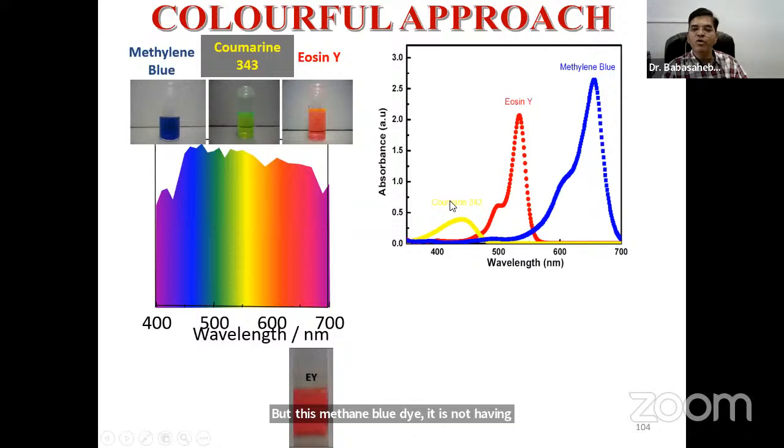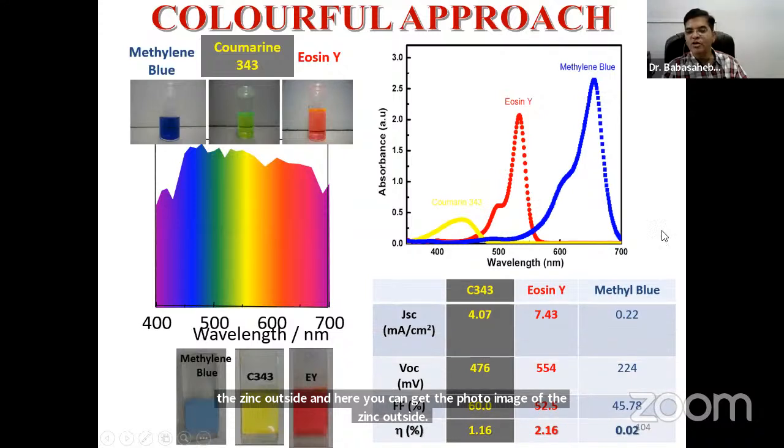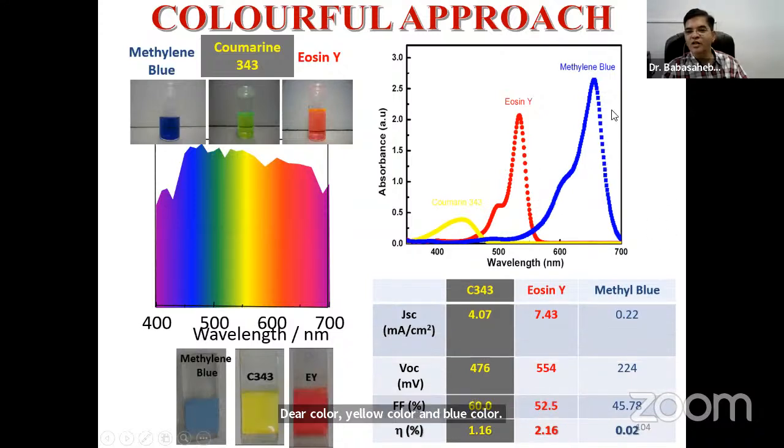But coumarin 343 has a carboxylic group. It attaches very well on the zinc oxide, and here you can see the photo image of the zinc oxide in red color, yellow color, and blue color. And because it does not have a carboxyl group, although methylene blue dye has high absorption, it gives very low efficiency.